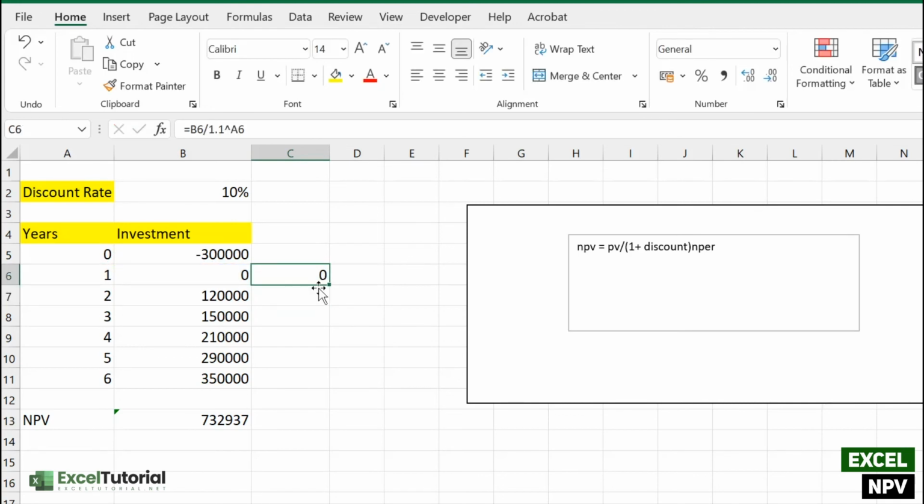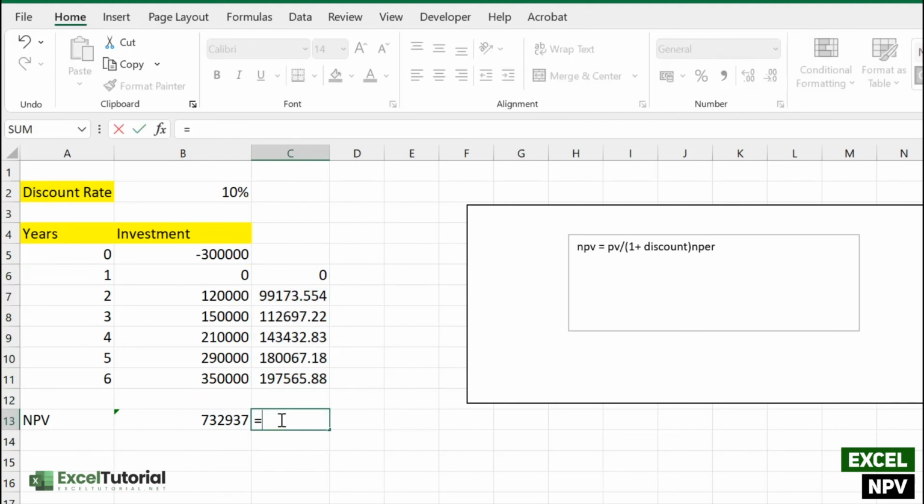We find out zero. It's understandable because our future cash flow for the first year is zero. But if we apply it to all, we get all these answers. We have a net present value of this much when we come to the second year, and this much towards the third, fourth, fifth, and sixth. If we add all these values, we will get our net PV for the 6 total years. How? Just sum this range, which we have calculated, close this, and we get the same answer.